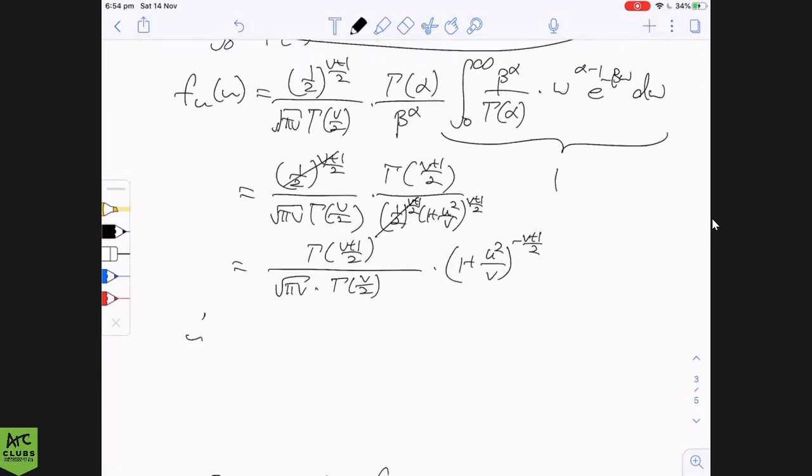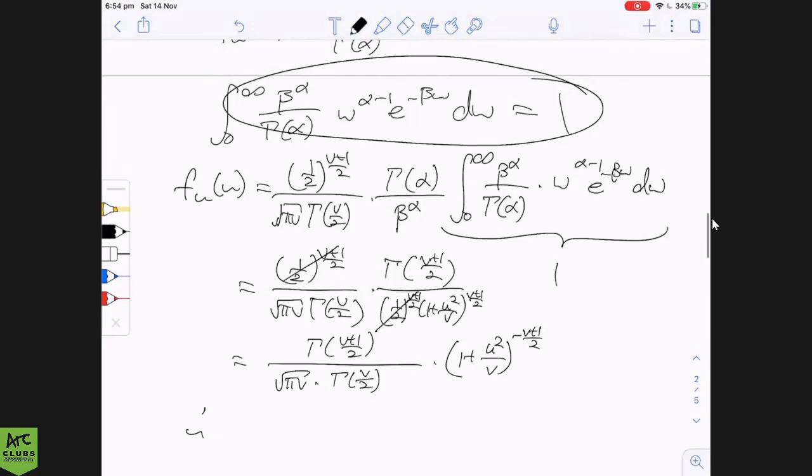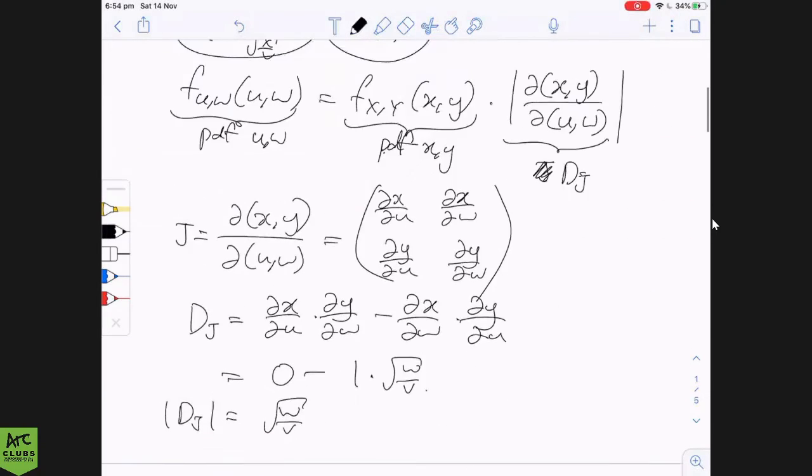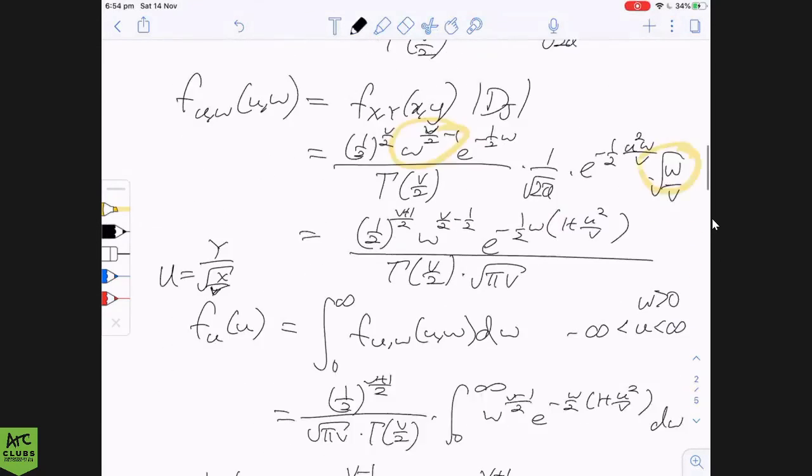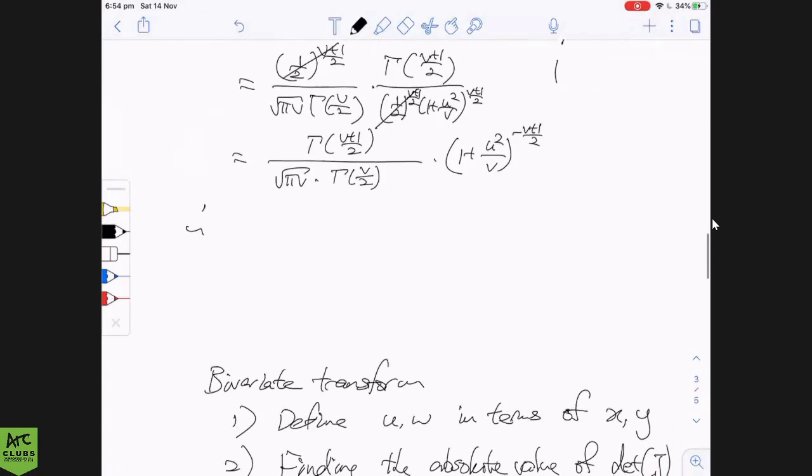And therefore, finally this looks just like the t distribution over here, right? And therefore we can conclude that U is t distributed with v degrees of freedom, and so y divided by square root of x over v is also t distributed with v degrees of freedom.